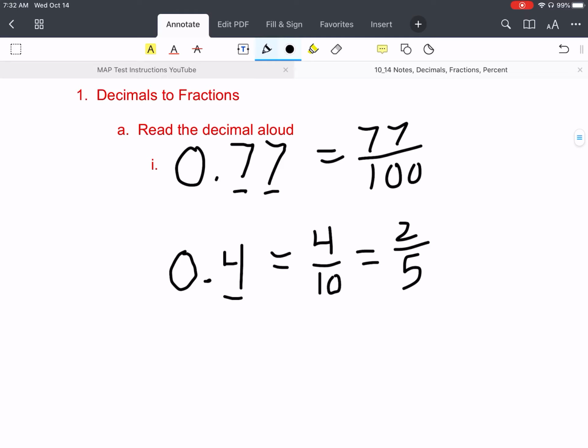One last one, just to make it simple. So we have a decimal like this. Well, this is 1 and 1/10. So we would just write 1 and 1/10. So to convert decimals to fractions, you just need to read the decimal aloud.